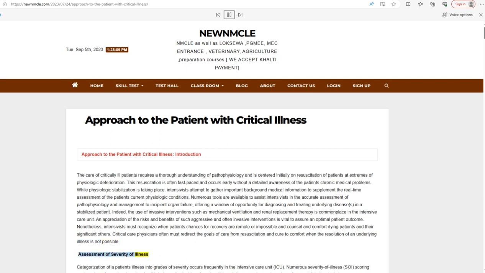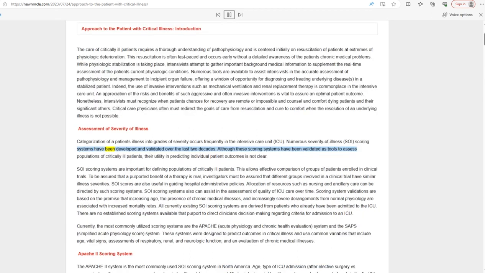Assessment of severity of illness. Categorization of a patient's illness into grades of severity occurs frequently in the intensive care unit, ICU. Numerous severity of illness, SOI, scoring systems have been developed and validated over the last 2 decades. Although these scoring systems have been validated as tools to assess populations of critically ill patients, their utility in predicting individual patient outcomes is not clear.